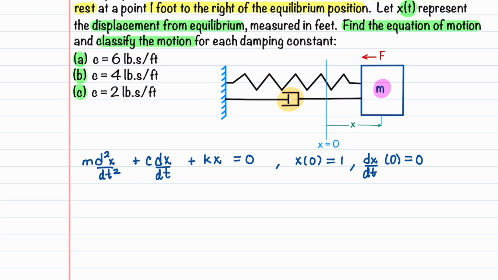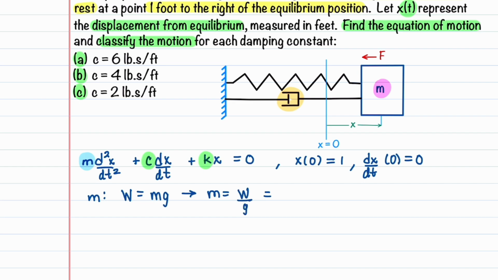We are given what c is. It has 3 different values. And we're given what k is, but we don't know what m is. So that's where we're going to start. Let's find m. To find m, we're going to use the formula that weight is equal to mass times gravity. So that tells us that m is equal to w over g.